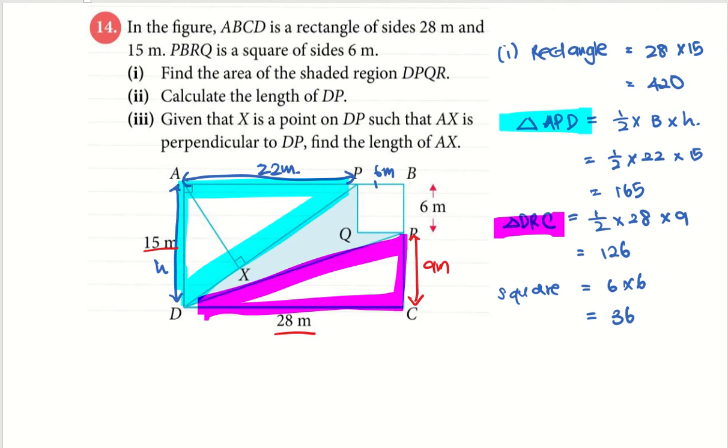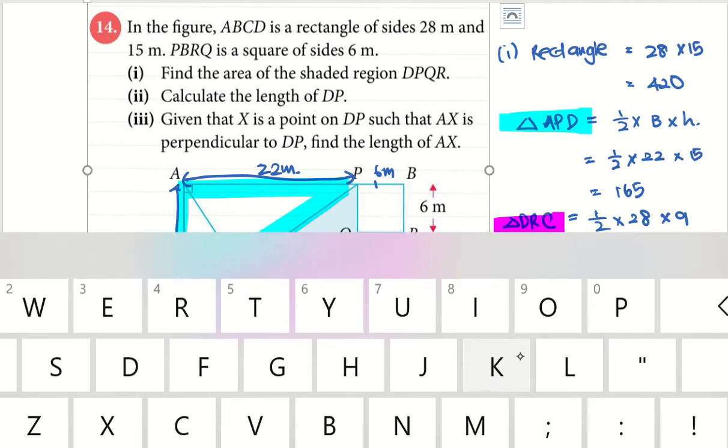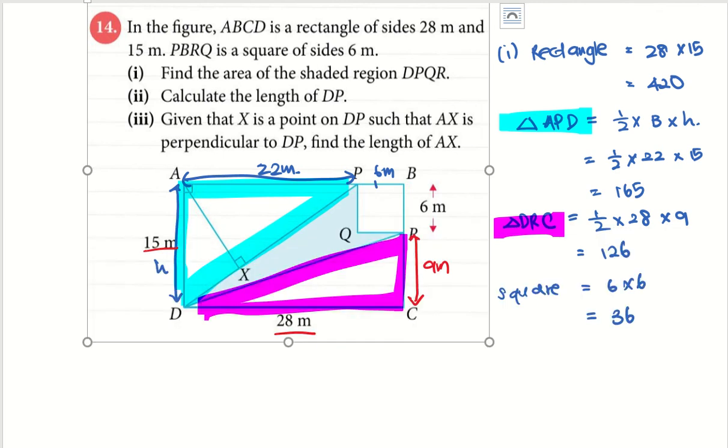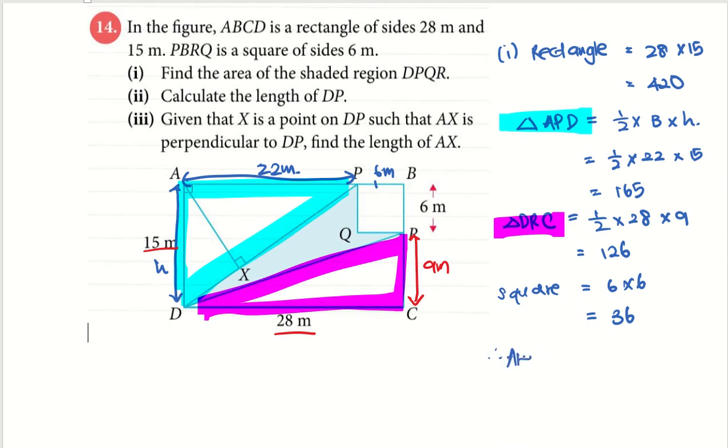Okay, having found all the areas, let's go on to find the final shaded region DPQR. Therefore, your area of DPQR will just be your rectangle, subtract away all the white area that you have found, and press into your calculator. That should give you an answer of 93 square meters. This is for part 1.